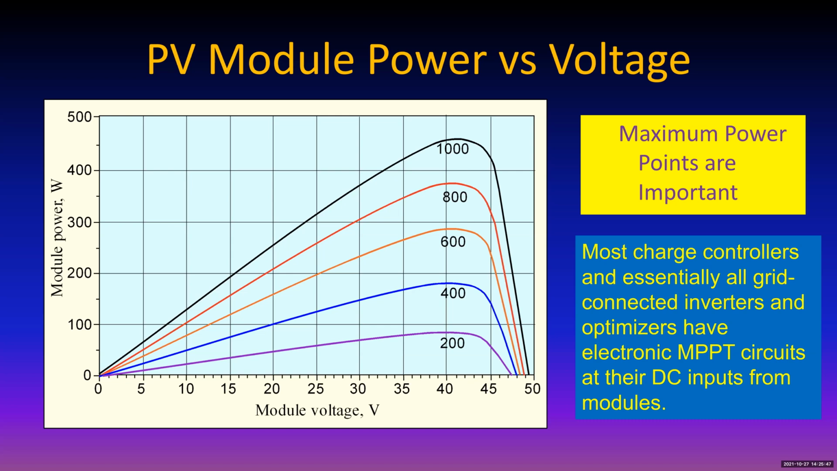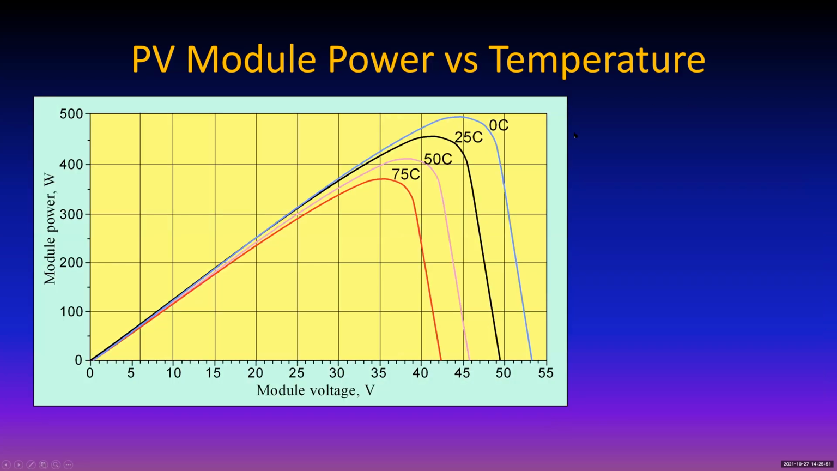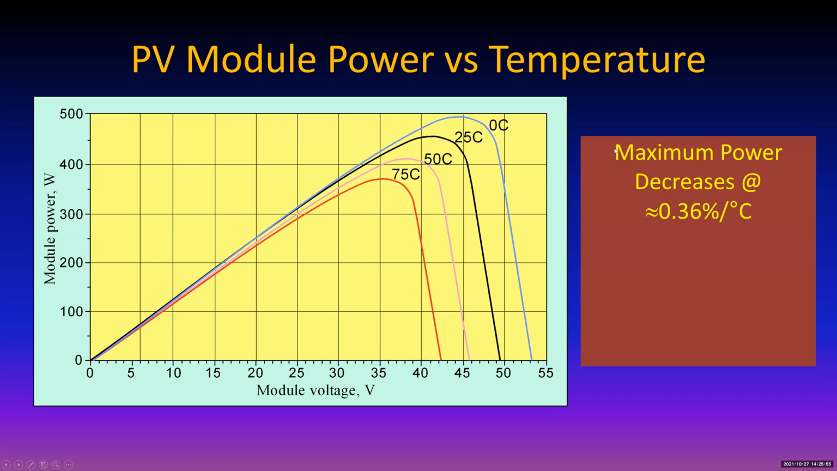But what happens as these modules get warmer or cooler? Well, we see that on this diagram here. In general, the maximum power of the module decreases at about 0.36% per degree centigrade, which means if it operates at 25C, that's the standard test conditions, you can see the maximum power there happens at about 42 volts, and it is roughly 440 watts.